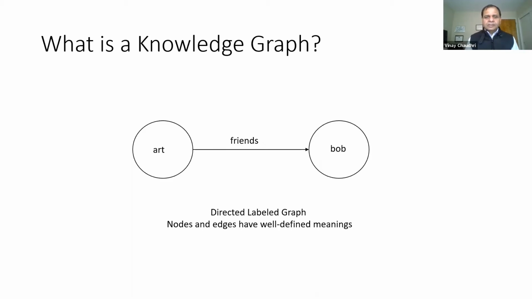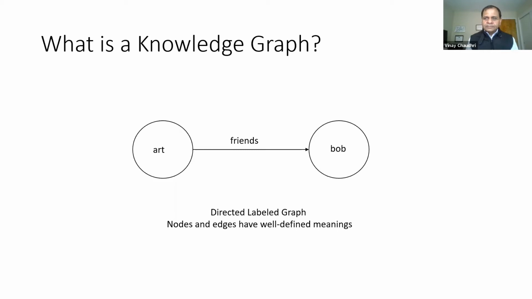Let's now take a concrete example instance of a directed label graph in which we are capturing a friendship relationship between Art and Bob. And this little knowledge graph here is saying Art is friends with Bob. Now, the first question that arises is, how are we going to associate meanings with these nodes and edges? Regarding the nodes, we can say that Art and Bob, they represent people in the real world, right?